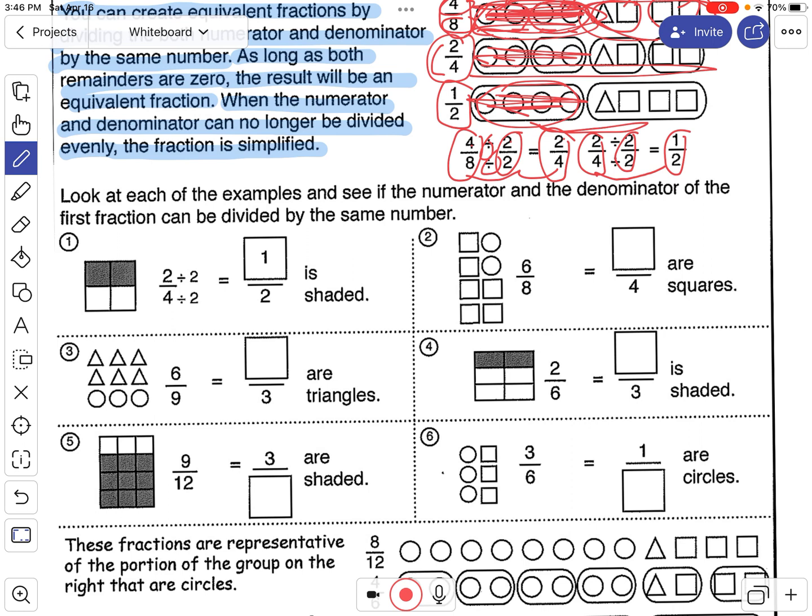Okay, let's look at the examples and see if the numerator and the denominator of the first fraction can be divided by the same number. 2/4. What can I divide 2 and 4 by?